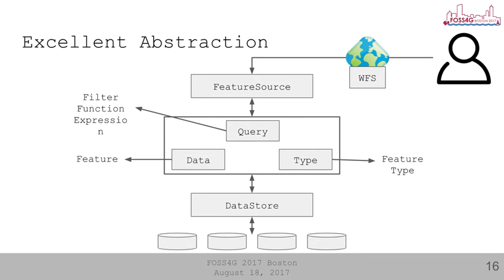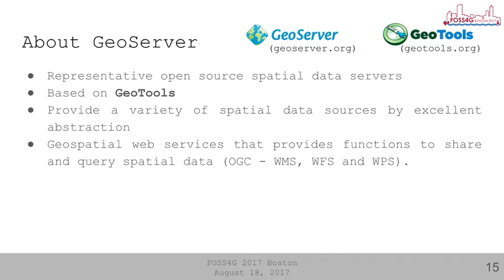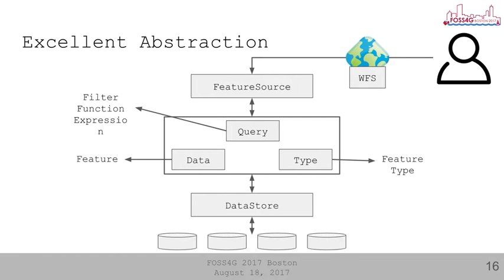GeoServer supports a variety of spatial data sources and web services like that. They support excellent abstractions in their data structures inside. So GeoServer expresses all kinds of spatial information as a feature. In this right side, the data is a feature, and they define the shape of a feature as a feature type. For querying, the information present in the where clause, they define as a filter or expression. And by these interfaces, GeoServer can support a variety of spatial data sources from a data store.